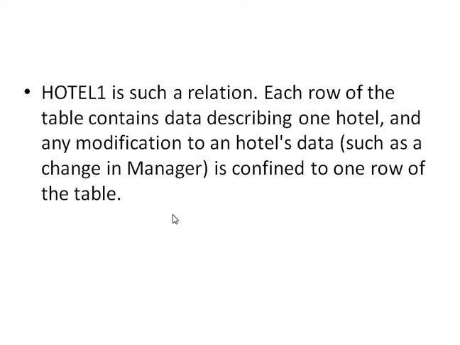So if you make any modification to one hotel's data, then it is confined to one row of that table. Any change to one hotel means changing the value in one single row. For example, if a manager is changed for a hotel, you have to change the value in one particular row, and only that row is affected.